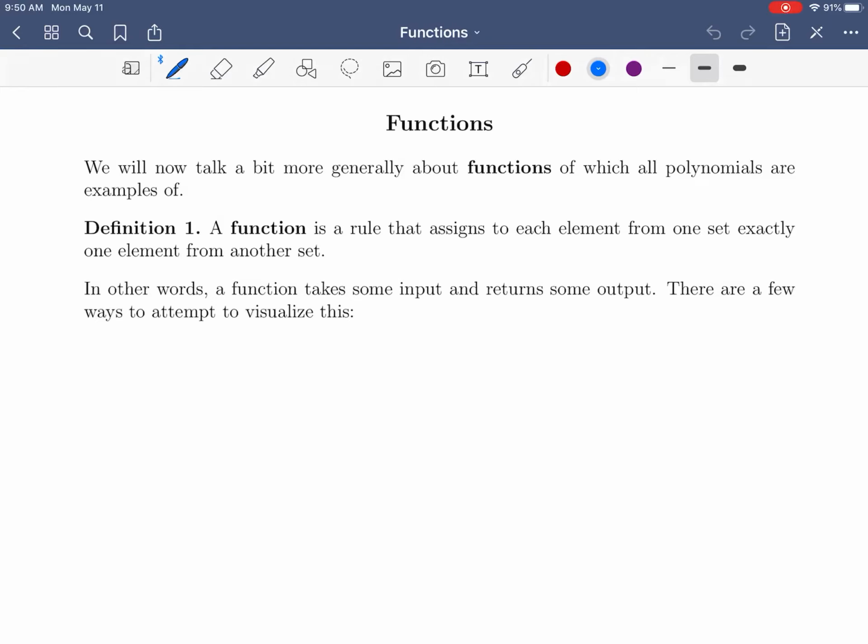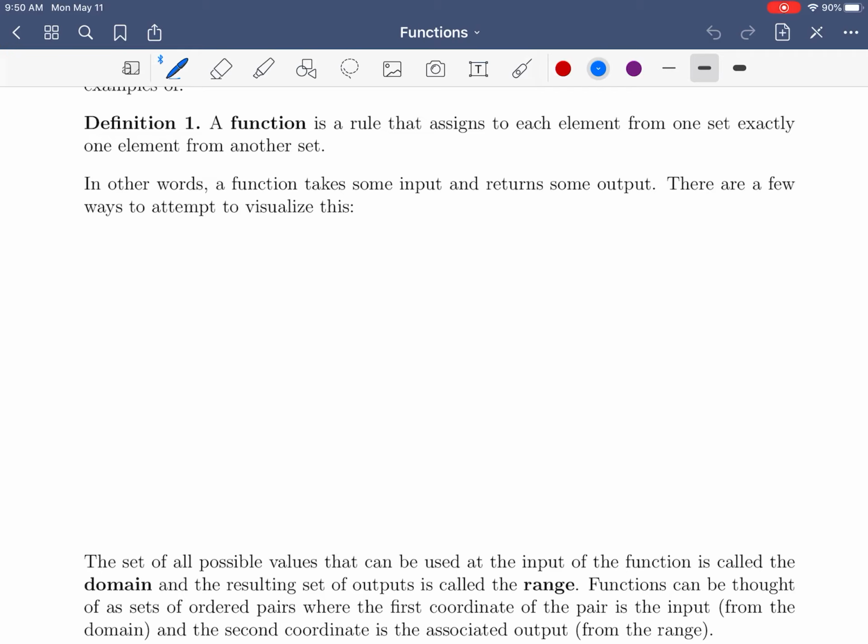In this video, we're going to talk about functions. In the last video we introduced polynomials. All polynomials are types of functions. So this is just a bit more generality, and we get a bit more notation from it as well, which can be useful. First of all, a function is a rule that assigns to each element from one set, usually called the domain, exactly one element from another set, which is the range or the codomain, or sometimes the target, depending on what you're talking about.